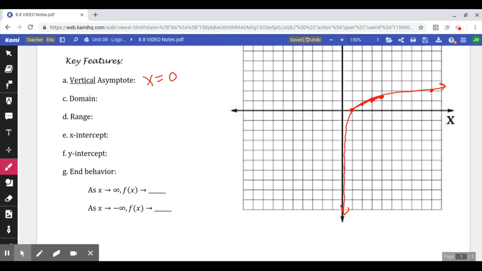If you're comparing this to exponentials, exponentials have a horizontal asymptote, and a logarithm is just the inverse, so the x's and y's are switched. So instead of a horizontal asymptote, a logarithmic function will have a vertical asymptote.